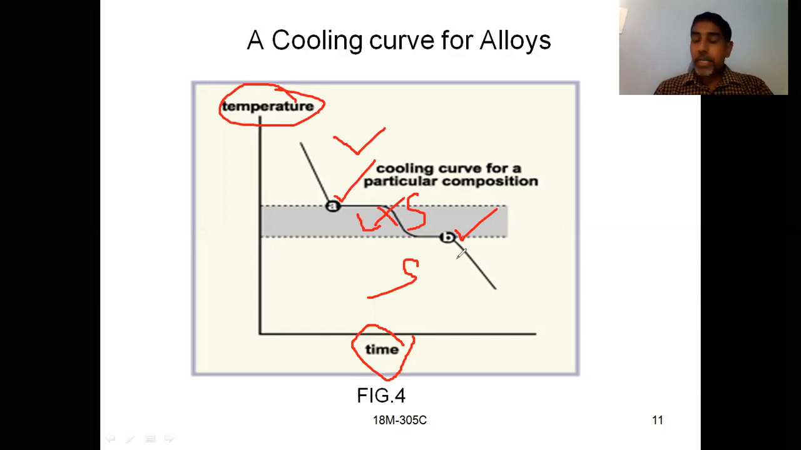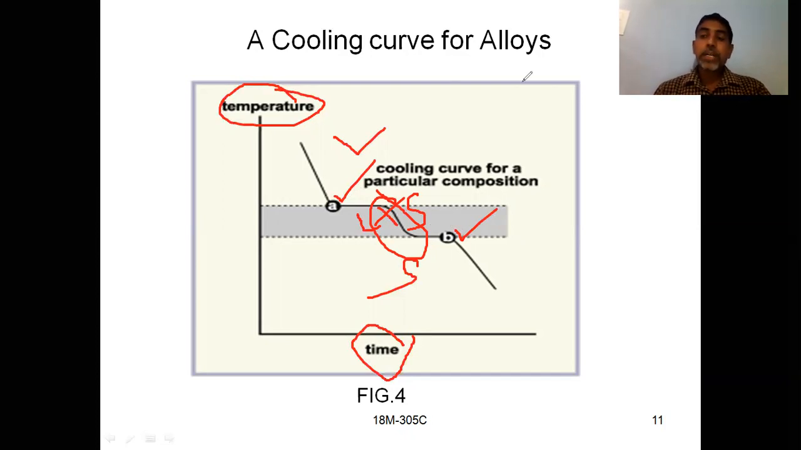At point A, the solidification starts, and at point B, the solidification ends. In between these 2 points, the solidification process takes place. The cooling curve for a particular composition will start here and end here. This is constant and this is constant, and based on the alloying elements you are having this portion. So here the solidification starts and here it ends. These are known as the arresting points. So this is a cooling curve for an alloy.